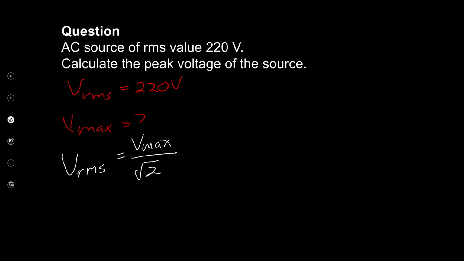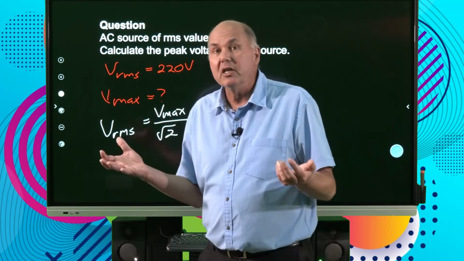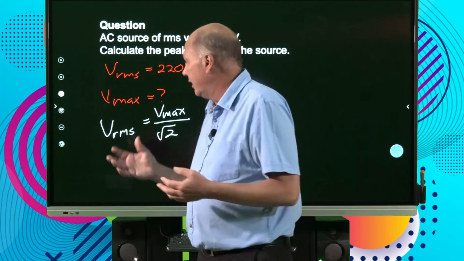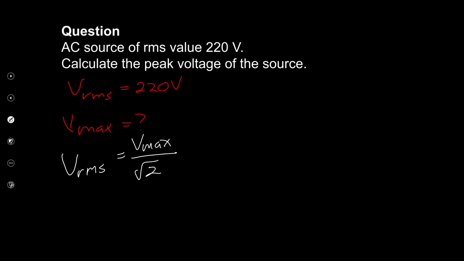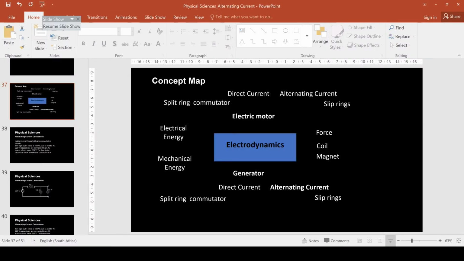And what's the next thing you need to do? This is really straightforward. We have to substitute the values into the equation. Now, don't change the subject of the formula, because if you substitute incorrectly, you will lose all the marks. You have to substitute into this part of the equation. So we're going to say 220 is equal to Vmax divided by root 2. And that means that Vmax is going to equal 220 multiplied by the root of 2. And so let's just pull up the calculator.